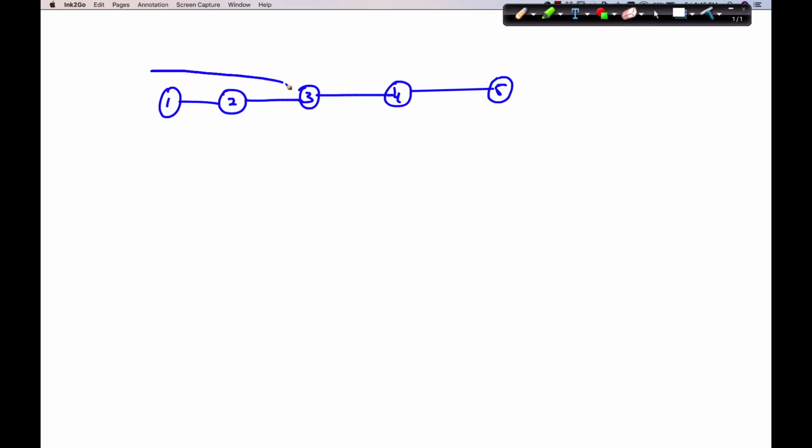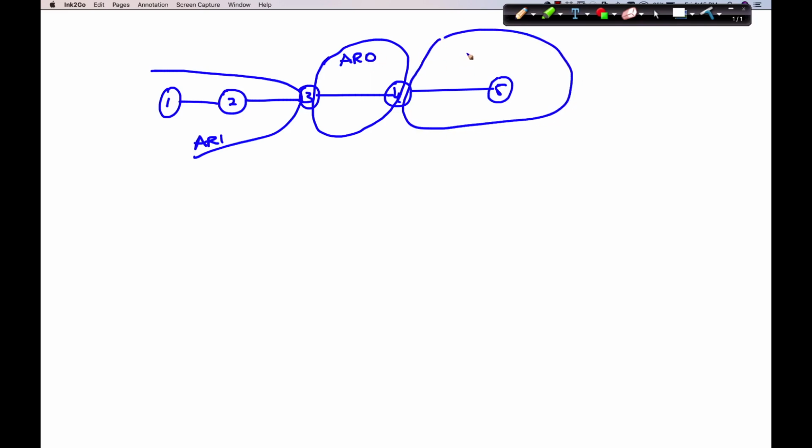So let's draw this out. If you look at OSPF, let's say I have router 1 which connects to router 2, and maybe I have router 3, router 4, and router 5. Maybe routers 1, 2, and 3 are in area 1, and 3 and 4 belong to the backbone area, which is area 0. And again, 4 and 5 would probably be in area 2. So this is a representation of OSPF.